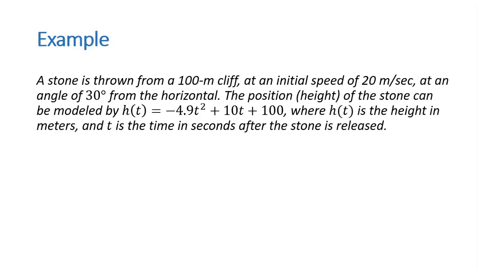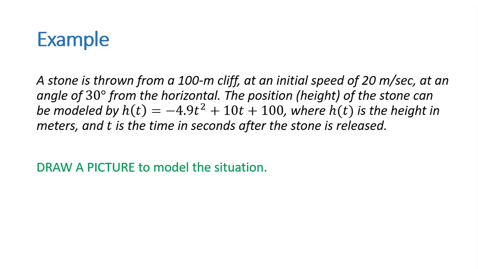It says a stone is thrown from a 100-meter cliff at an initial speed of 20 meters per second, so we're in metric, at an angle of 30 degrees from the horizontal. The position, in other words, the height of the stone, can be modeled by the function given, where h of t is the height in meters and t is the time in seconds after the stone is released. So we've got a lot of information here. The easiest way to deal with it is to draw a picture. It doesn't have to be pretty, it just has to be labeled accurately.